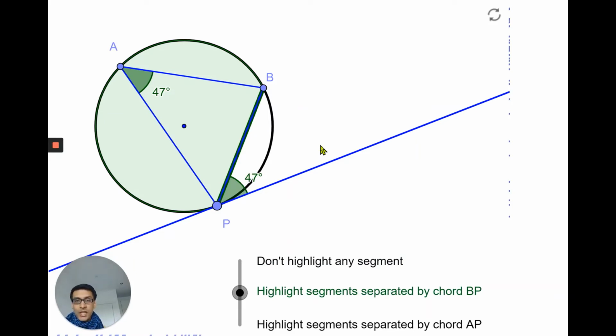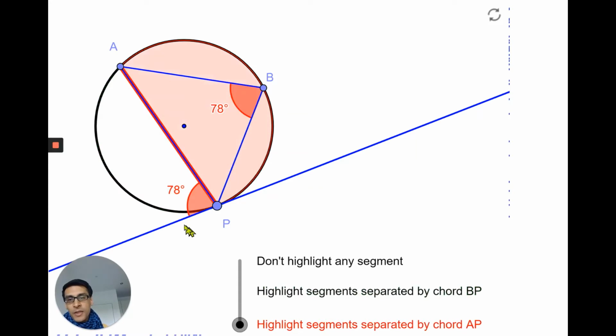So we're saying the angle between the tangent here and the chord, which is 47, is the same as the angle in the other segment, the shaded segment, where the only angle we're interested in is 47. Now we can switch this around as well. We can say, well, this is a tangent and this is also a chord. So the angle between the tangent and the chord here is also the same as the angle in the other segment, which in this case is ABP, that angle there.